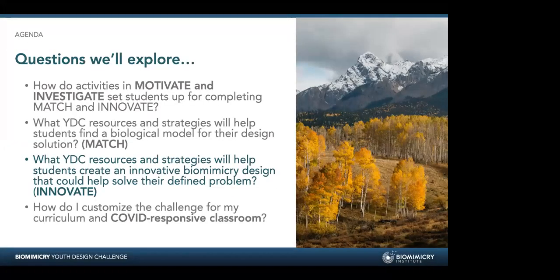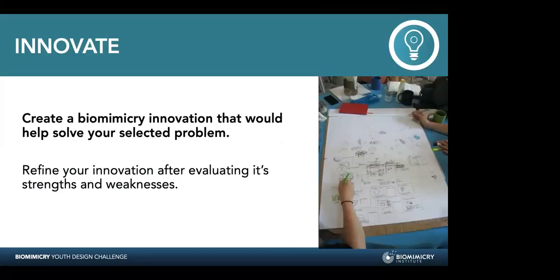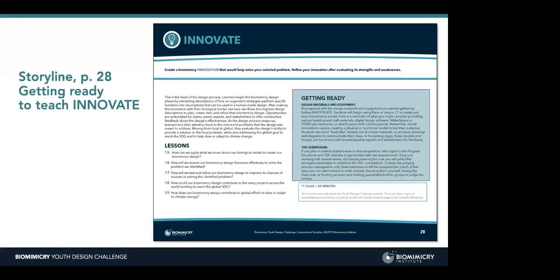If we move on to innovate, now we're moving into the actual design cycle. They're designing, they're getting feedback from experts, or they're actually doing testing, and then they're refining their design to get it to the point that they feel like it's meeting the criteria and constraints that they set up at the beginning. Again, there's a page in the storyline on page 28 that's for getting ready and what you can do. This one's focused on the materials and also getting ready for submitting if you wanted to do that.